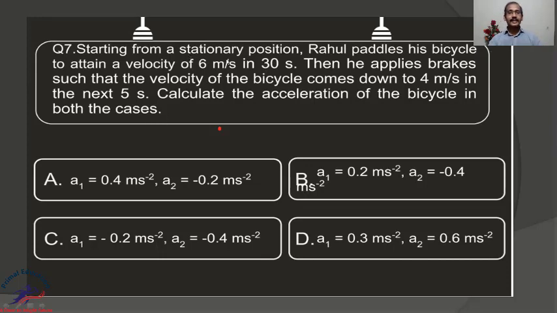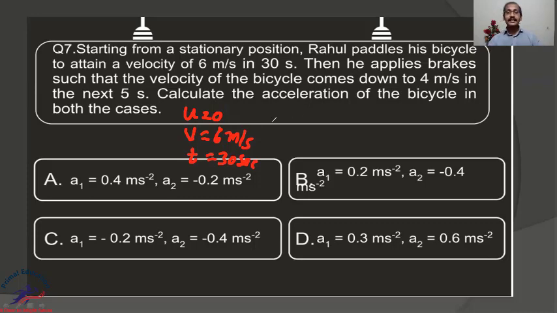Now you can see Rahul pedals from a stationary position, which means initial velocity is 0, and attains the velocity of 6 meters per second. How much time? 30 seconds. Yes. Now again he applies the brakes.